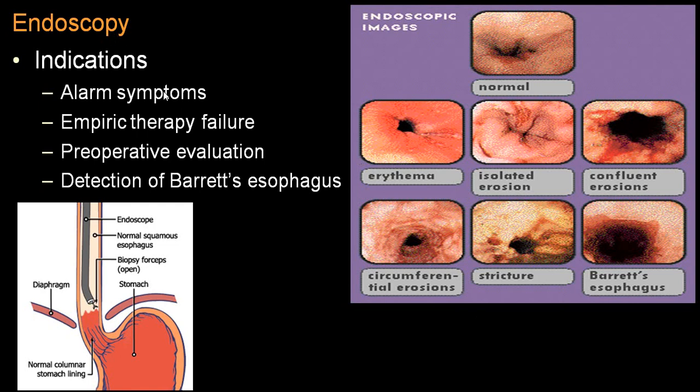Endoscopy is absolutely necessary if there are alarming symptoms, which we have already mentioned before. If there is no improvement by empiric treatment, or if we are suspecting any particular pathology and you are planning for surgery, endoscopy should be done before a pre-operative evaluation. And if you want to rule out Barrett esophagus or adenocarcinoma, endoscopy is a must.